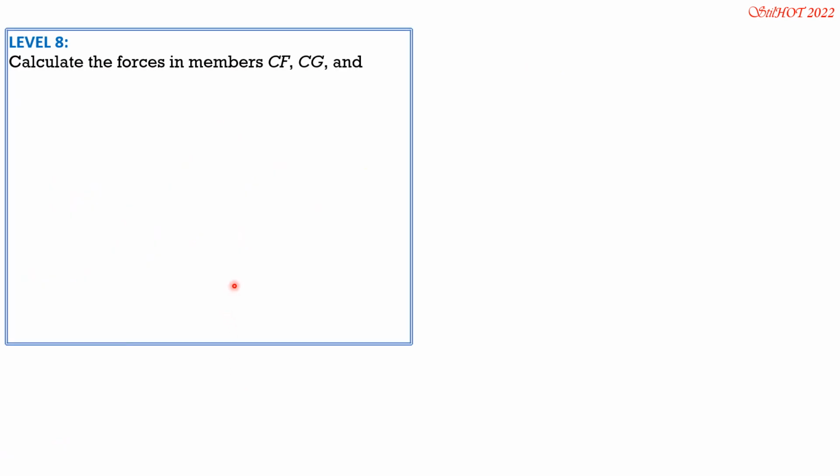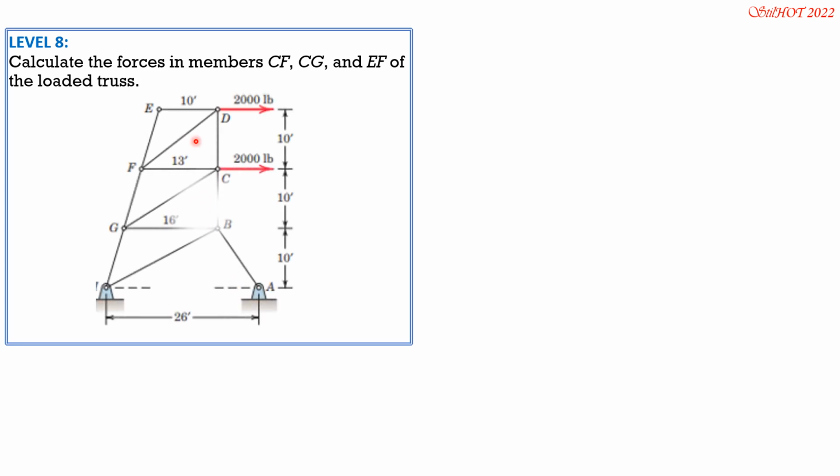Calculate the forces in members CF, CG, and EF of the loaded truss. So here is the truss. If you have a cursory look at joint E, there is no need to compute the support reactions. There are only two members meeting at joint E, so this falls in case one of identifying zero force members. So members DE and EF are zero force members. We answered that force in member EF equals zero.